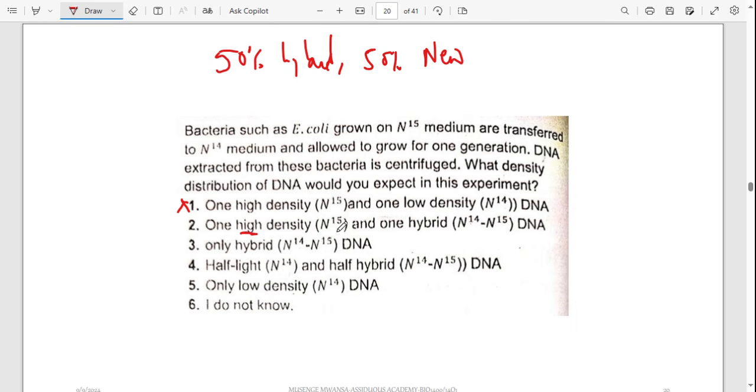High density means nitrogen 15, no. This is not true. Only hybrid, no. Half light and half hybrid. This is true, isn't it? Because 50% hybrid, 50% light, which is the new one.